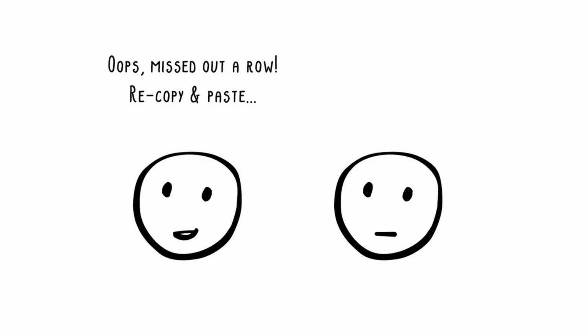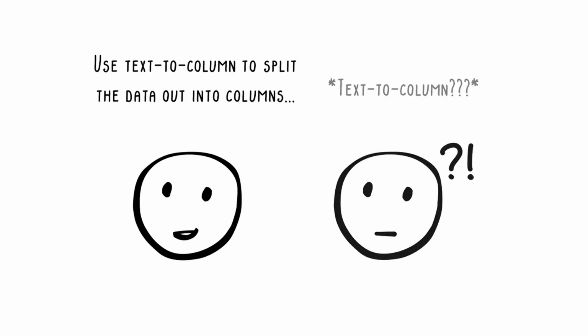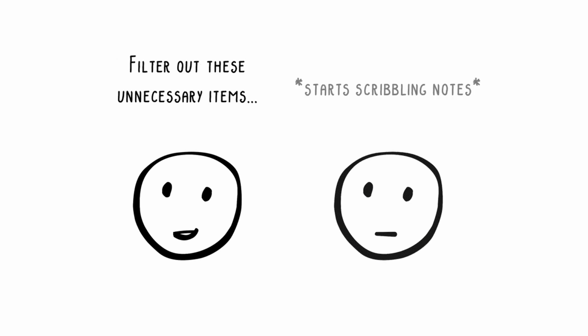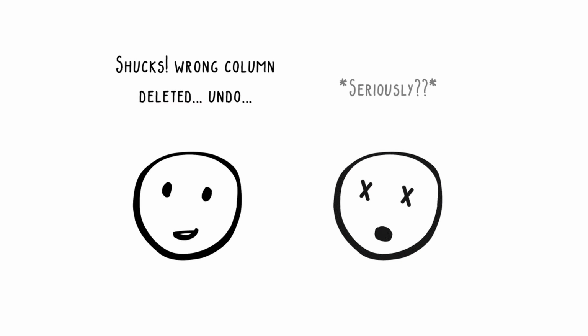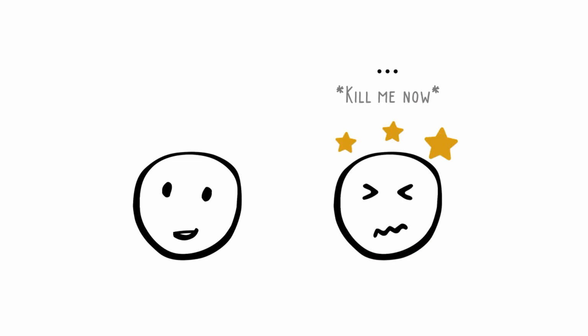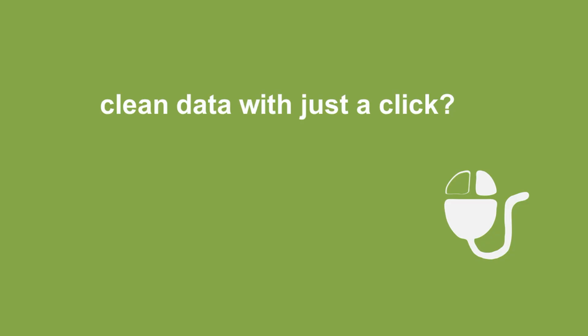Recopy and paste. Use text to column to split the data out into columns. Filter out these unnecessary items. Delete these two columns and this one too. Shucks, wrong column deleted. Undo. Delete this column instead. Wish you could clean data with just a click.